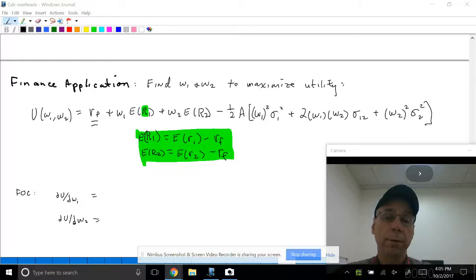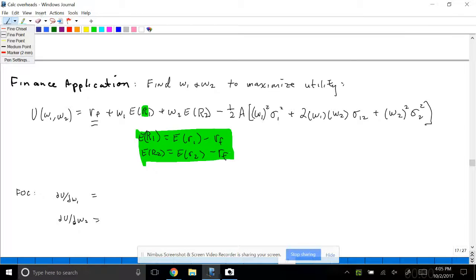Okay, so here we're going to use our mean variance utility function, but we're going to have two variables. So let's see. What I have is we're going to invest in three assets: the risk-free asset, risky asset 1, and risky asset 2. So we can write out our utility function as a function of the return on the risk-free asset plus the excess return on the first asset and the excess return on the second asset.